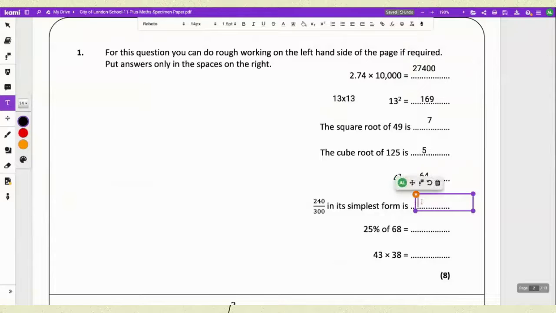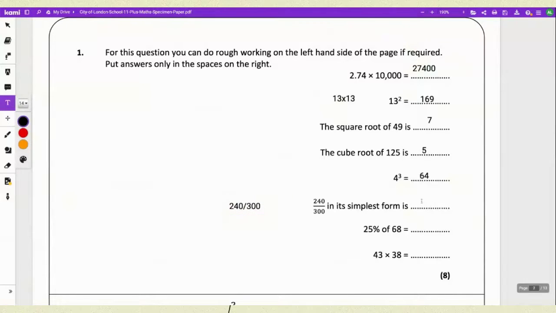And next you are simplifying 240 by 300. Another way of doing this one, I'll just do it for you all. 240 divided by 300. You can cancel the 0 from the 0 and then try doing this. The simplest form for that would be 4 by 5.